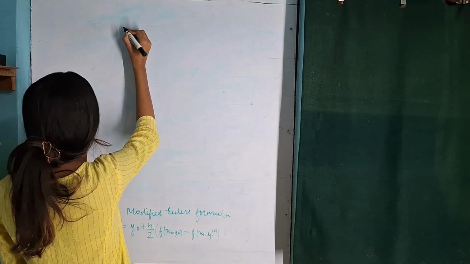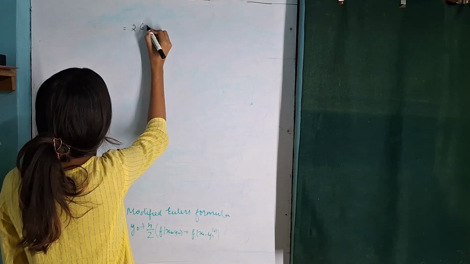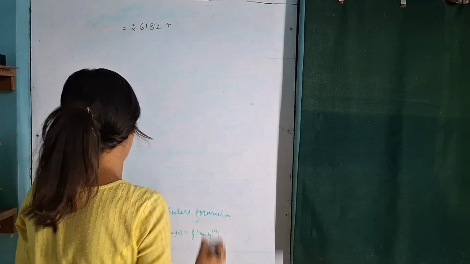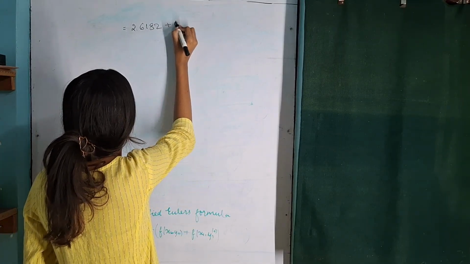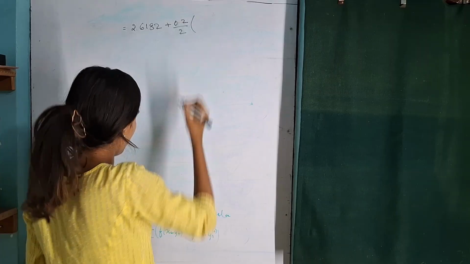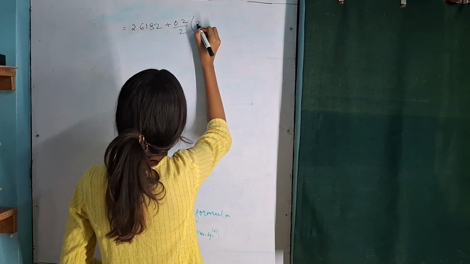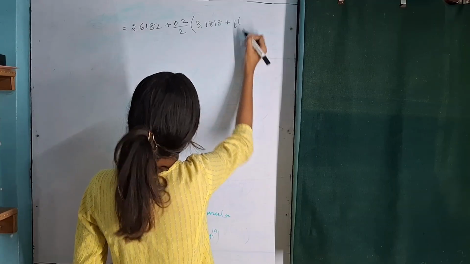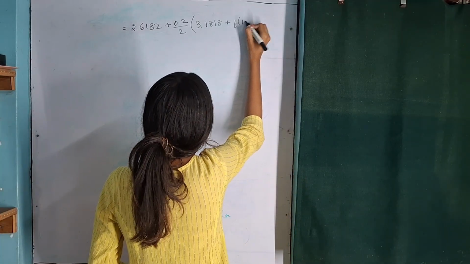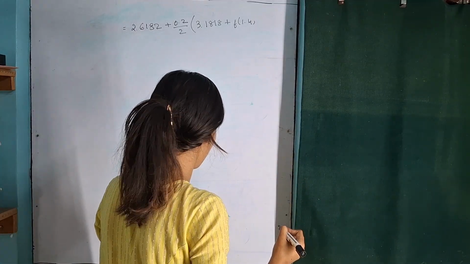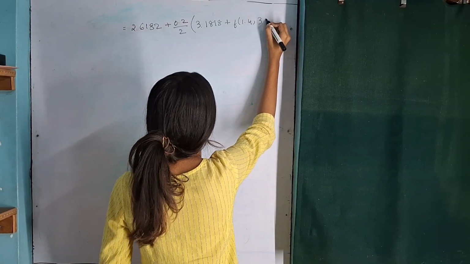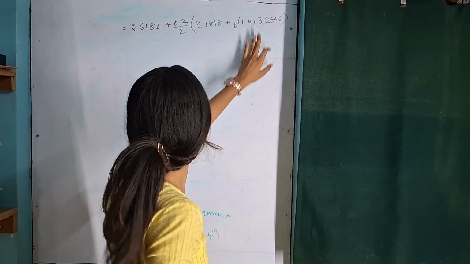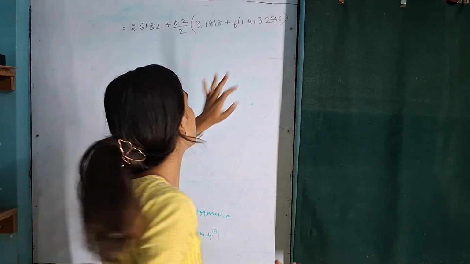Your y0 is 2.6182 plus your h is the same, 0.2 by 2. Your f of x0, y0 is 3.1818 plus f of x1, which is 1.4, your y1 0 is 3.2546. This is the value of what we found before.